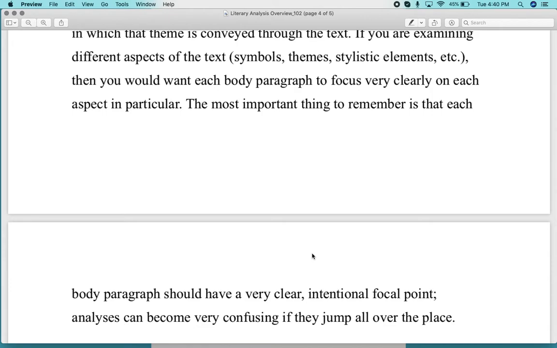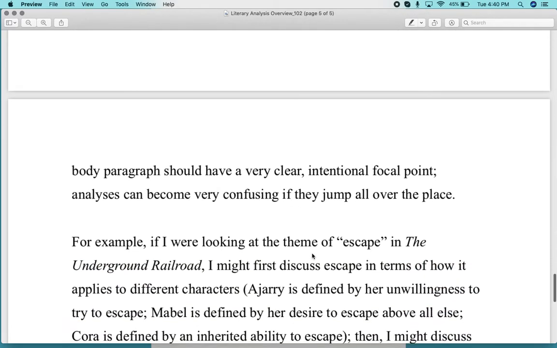So it should be very obvious what the focus of each body paragraph is. An analysis can become really confusing really fast if it jumps all over the place, because it's already a complex, difficult task to analyze a text. So, you want to make sure that your ideas are as clearly organized as possible.